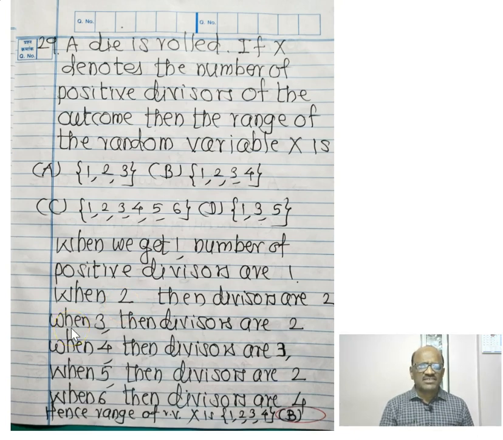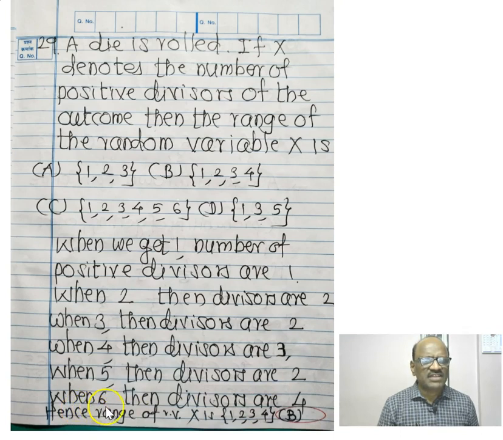When we get 3, again the divisors are 2. When we get 4, the divisors are 1, 2 and 4. Therefore, the number of divisors is 3. When we have 5, it is divided by 1 and by 5. The divisors are 2.